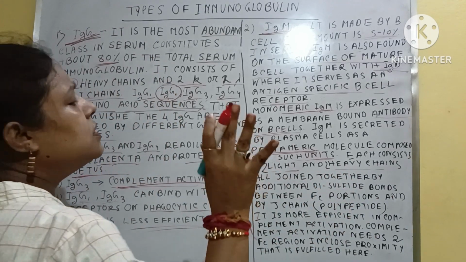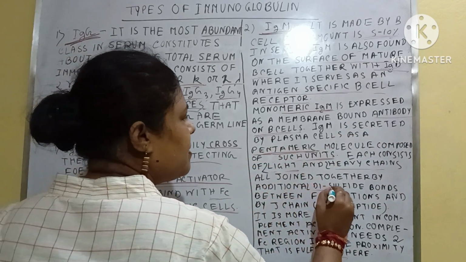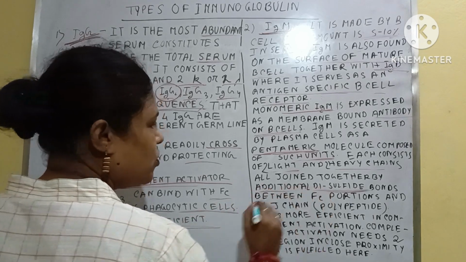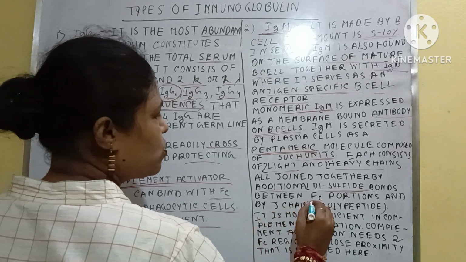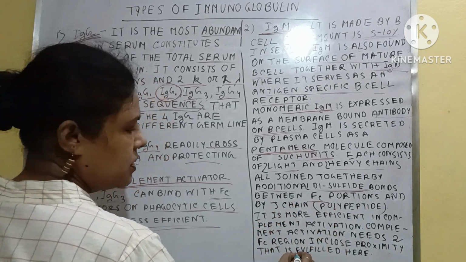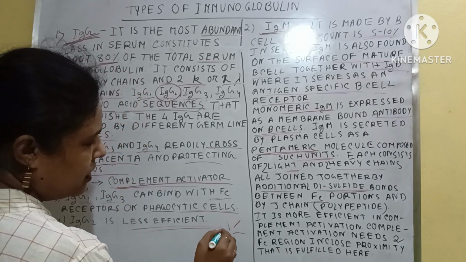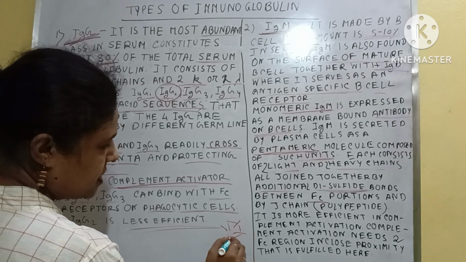Okay, and those are joined together by disulfide bonds. This is obviously an additional set of disulfide bonds, and these bonds are present between the Fc portions of two molecules. The molecules are just like this, 1 2 3 4 5. So the Fc regions are connected.